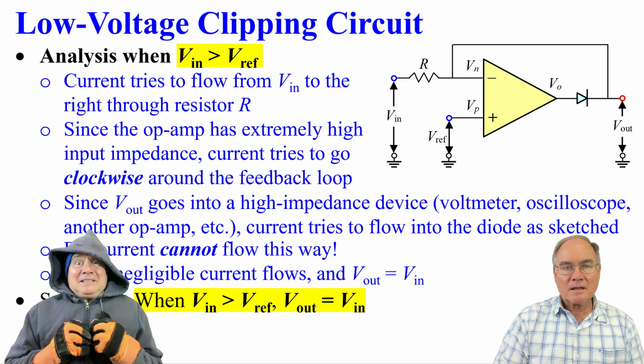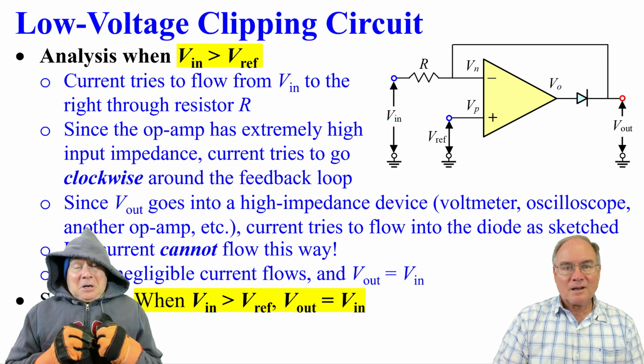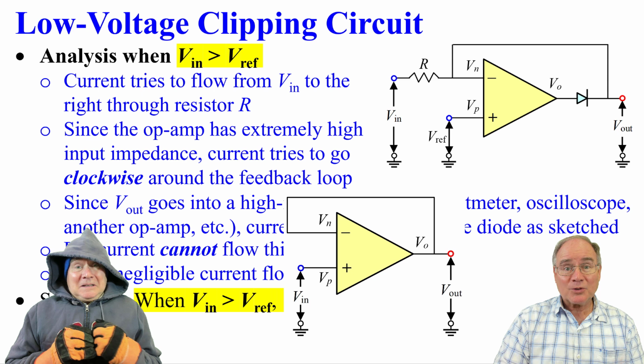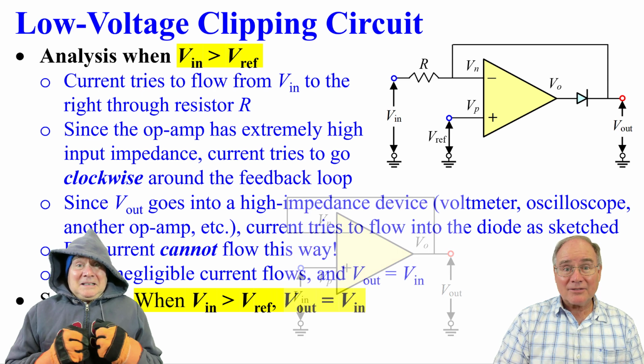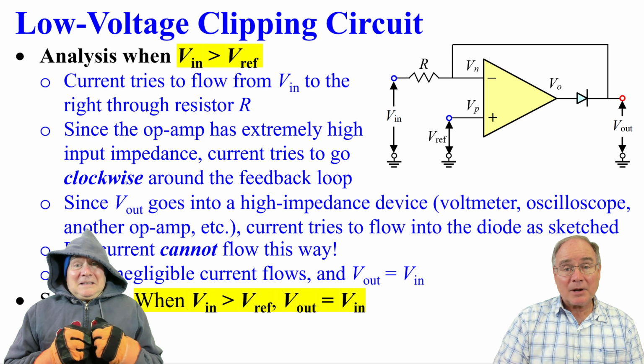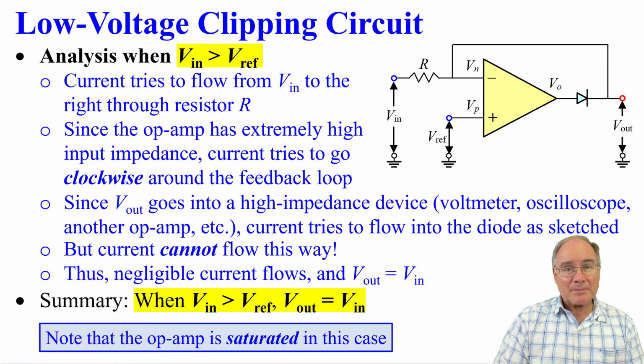Then, isn't this the same as a buffer? Well, Mr. Kelvin, not exactly. For the buffer, the input voltage actually goes into Vp, not Vn. But the output follows the input just like a buffer. So when Vin is greater than Vref, the circuit does act like a buffer. That's cool, sir. Thank you, sir. You're welcome. I note also that the op-amp is saturated in this case.